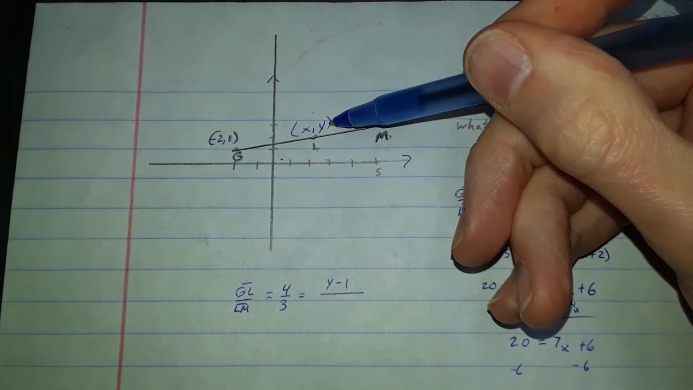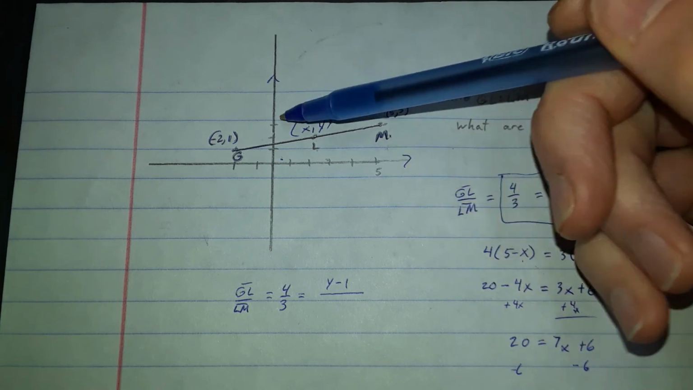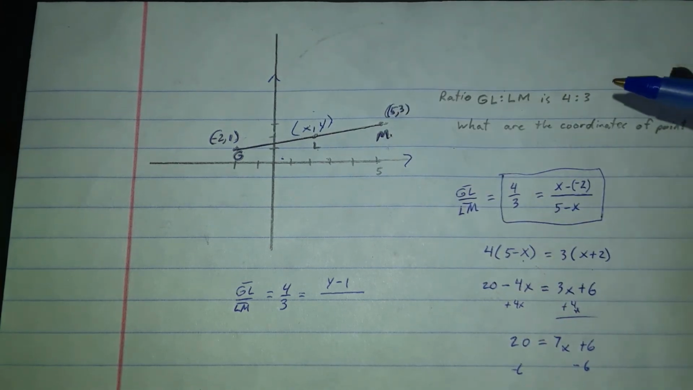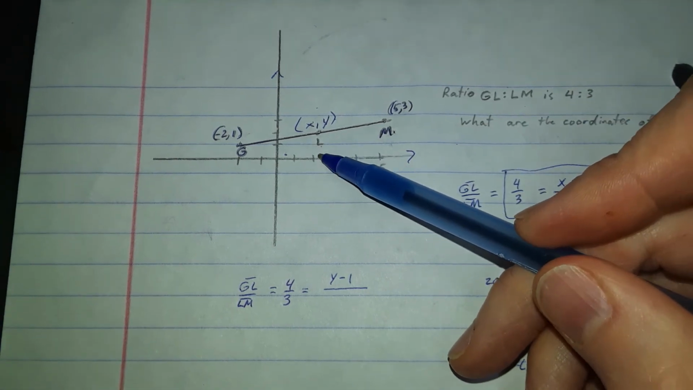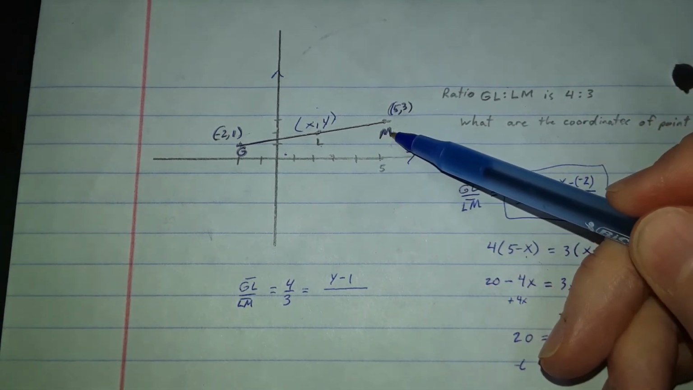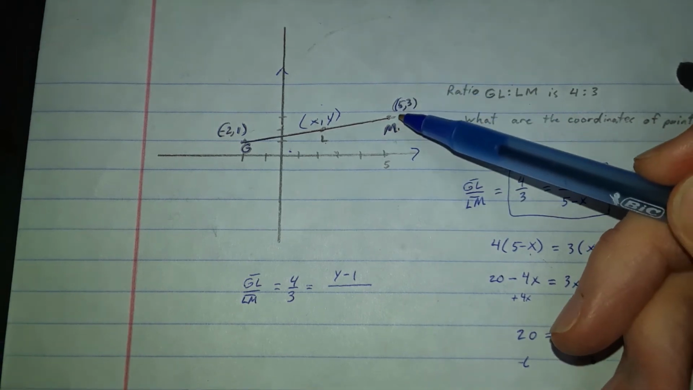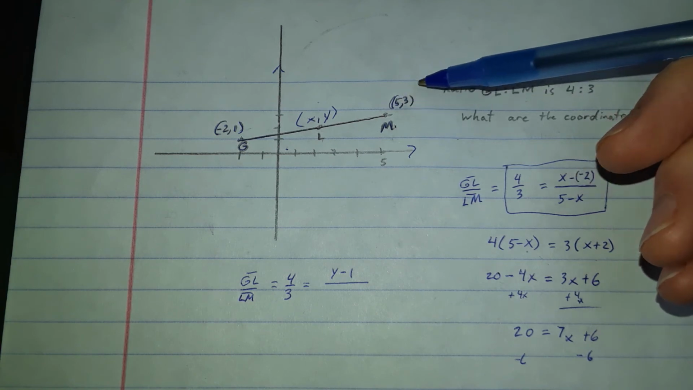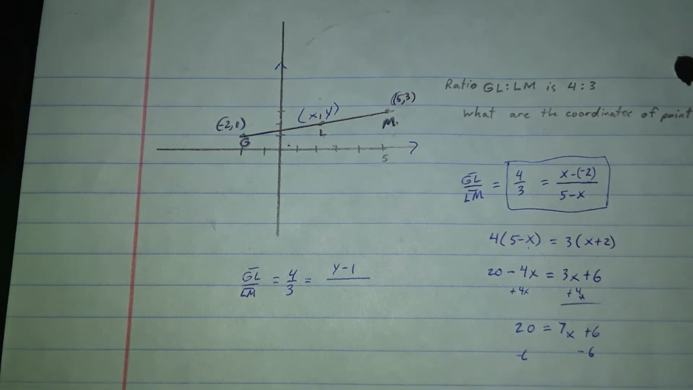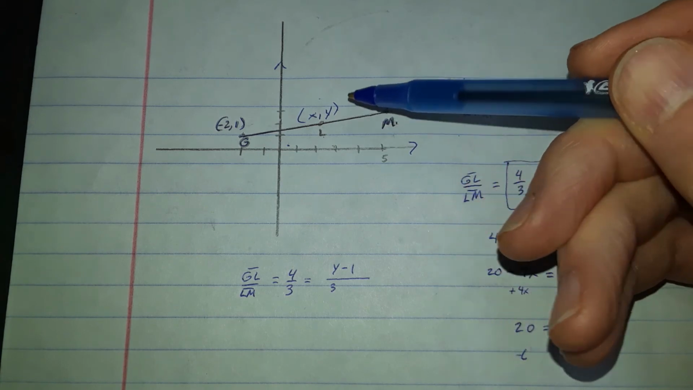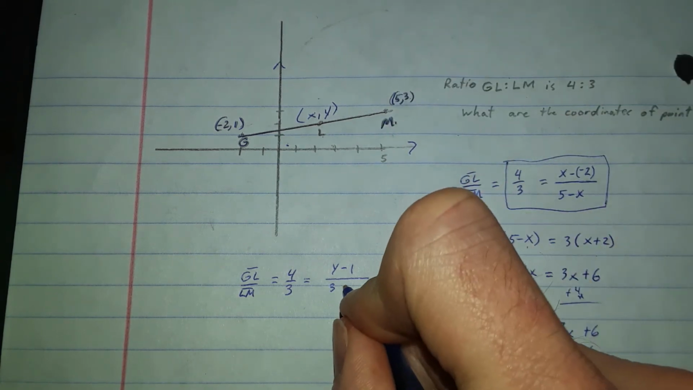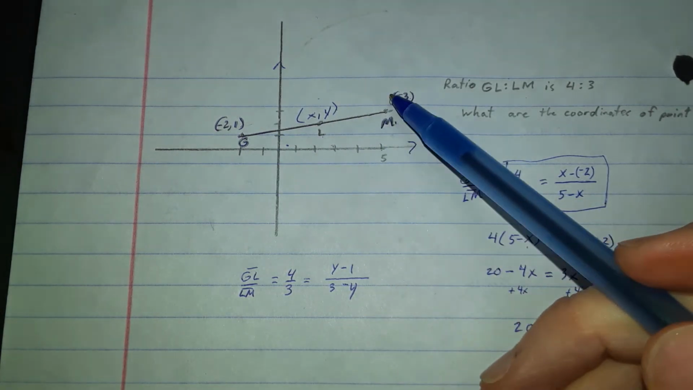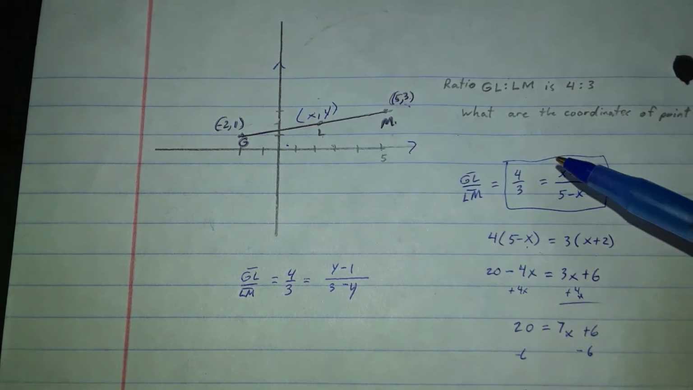y is the L value here that we don't know, and then 1 is the y value on point G that we do know. And then we're going to look at L and M. Which one has the tallest y value here? Well, it's going to be M because this thing is going uphill here. So we are looking at 3, and we're going to subtract this y value here. So we have this setup: this y minus this one, and then this 3 minus this y.